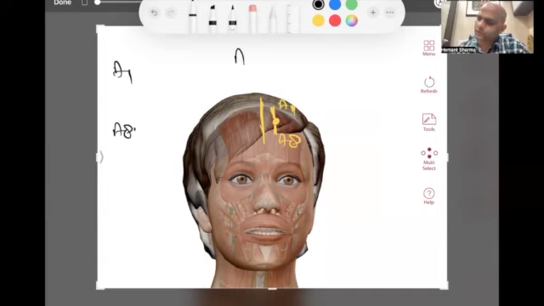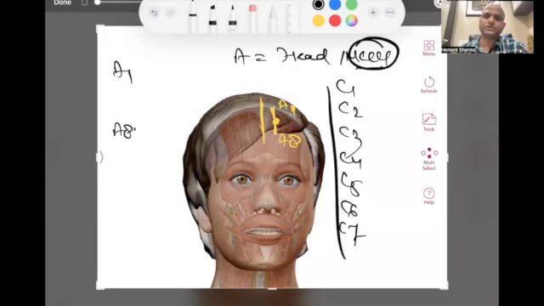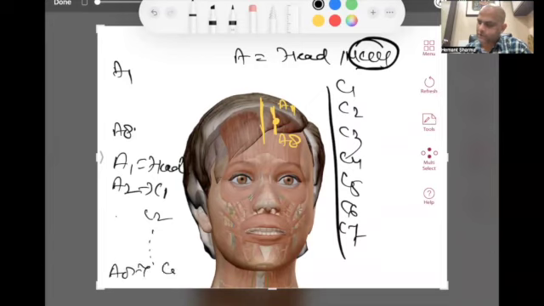So the A point represents the head and neck. In the neck, we have the cervical vertebrae, C1, C2, C3, C4, C5, C6, C7. We have a total of 7 cervical vertebrae. So the meaning of A1 is the head. Then A2 means cervical 1, then cervical 2, 3, 4, 5, 6. In that way, the last point A8 means cervical 7.